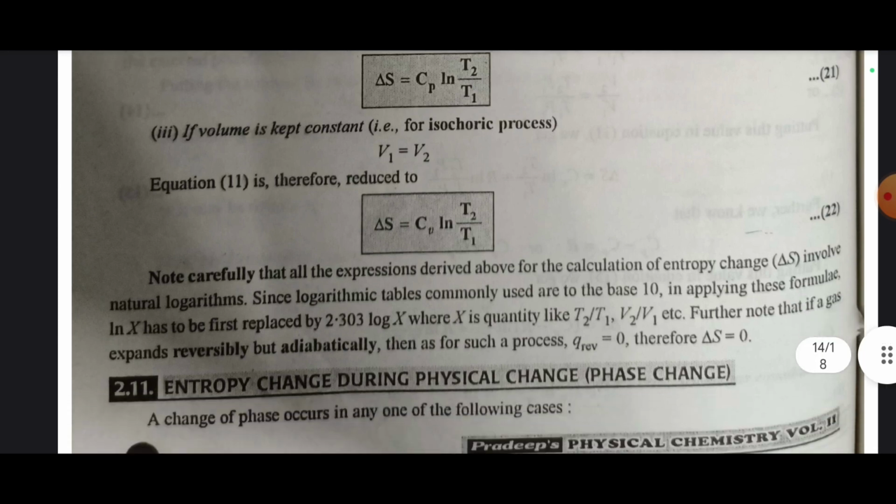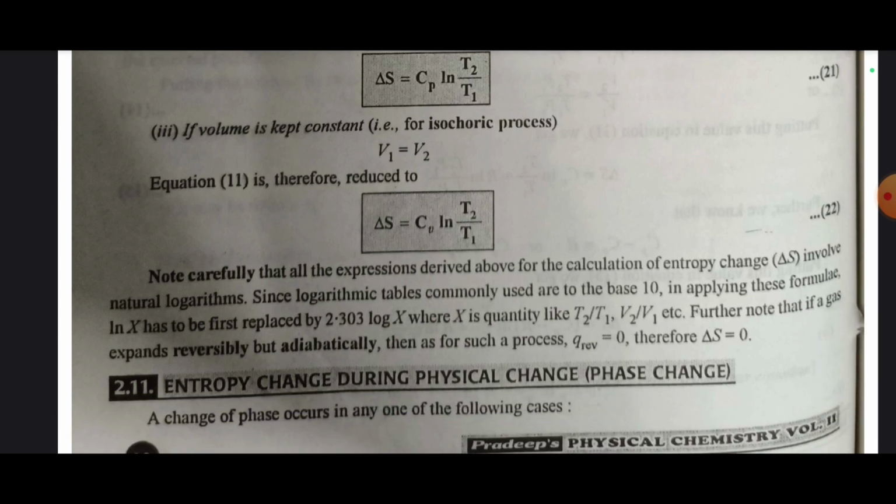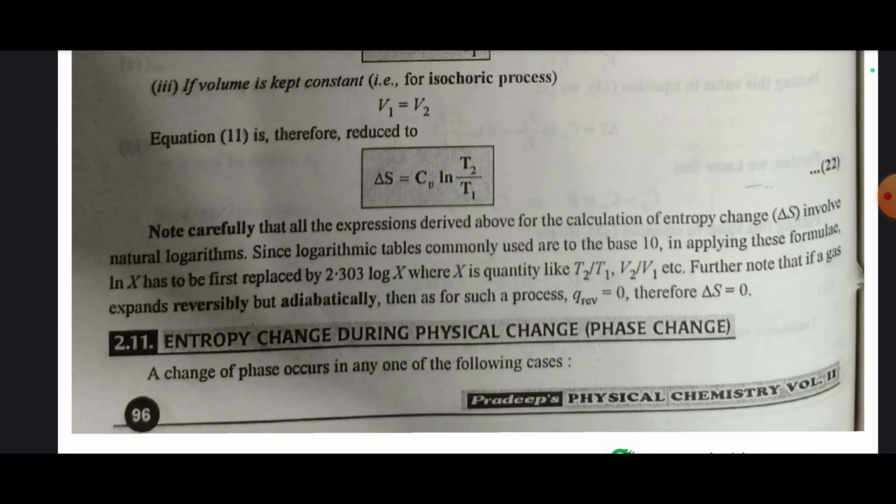Note carefully that all the expressions derived above for the calculation of entropy change involve natural logarithm. Since logarithm tables commonly used are to the base 10, in applying these formulas, ln x has to be first replaced by 2.303 log x, where x is a quantity like T2 by T1, V2 by V1, etc. Further note that if a gas expands reversibly but adiabatically, then for such a process Q reversible is equal to 0. Therefore, delta S is equal to 0.